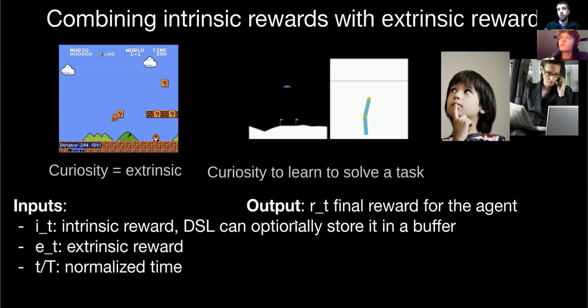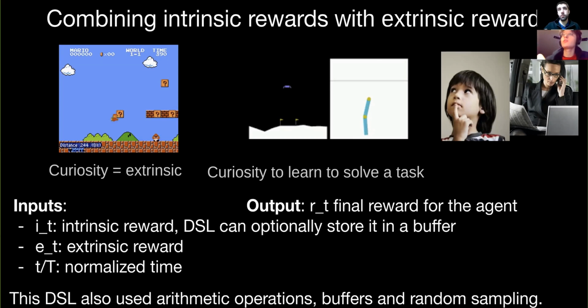This lets the agent then capture some sort of exploration-exploitation trade-off within this reward combiner program. And this space is also parameterized by some set of operations, where here we use arithmetic operations, buffers, and some random sampling options.